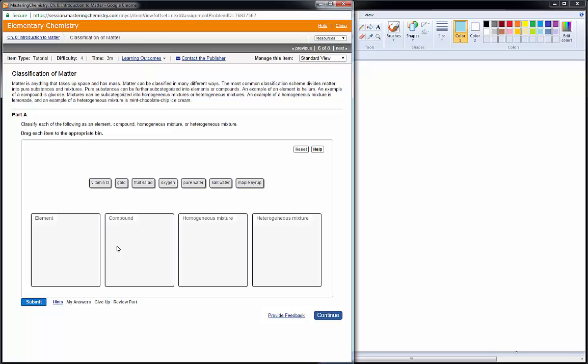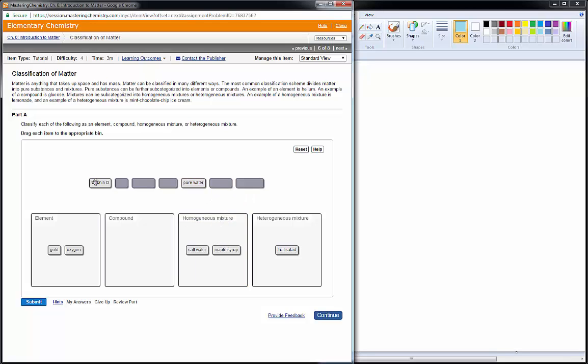All right, element, compound, homogeneous mixture, heterogeneous mixture. Some of these you can look at the periodic table. Gold is an element, oxygen is an element. Some of these make sense. Fruit salad, you can see the different pieces in it. Salt water, you know there's salt and water, so it would be a mixture, but you can't see the two different things, so it's going to be homogeneous. And same thing with maple syrup. You know that it's water-based and it's got sugar in it, so that's going to be a homogeneous mixture.